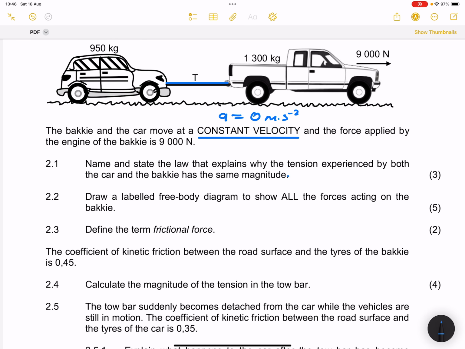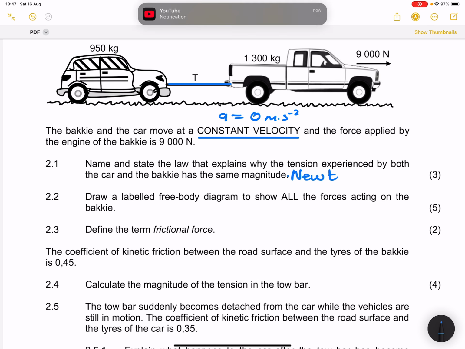Now, they say, name and state the law that explains why the tension experienced by both the car and the Bucky have got the same magnitude, right? So we're looking at that tension over there, right? Why does it have the same magnitude? Well, that's Newton's third law, okay? And what does it state? It says if body A exerts a force on body B, then body B will exert an equal but opposite force on body A, right? So that is a very important law for you to remember.